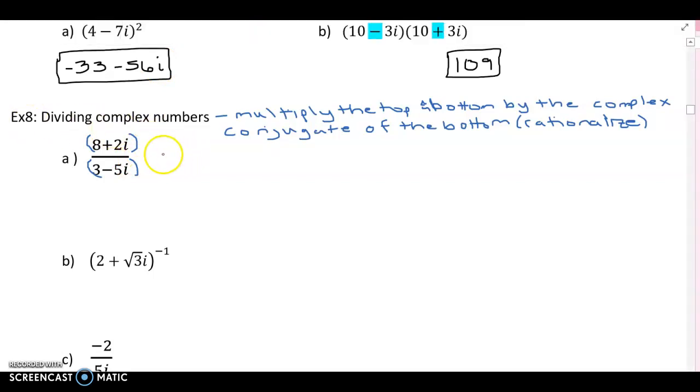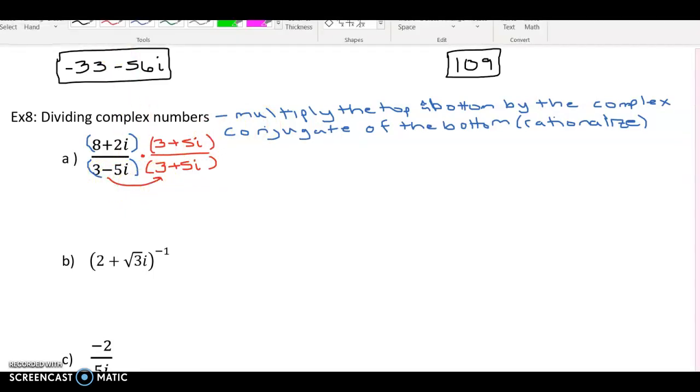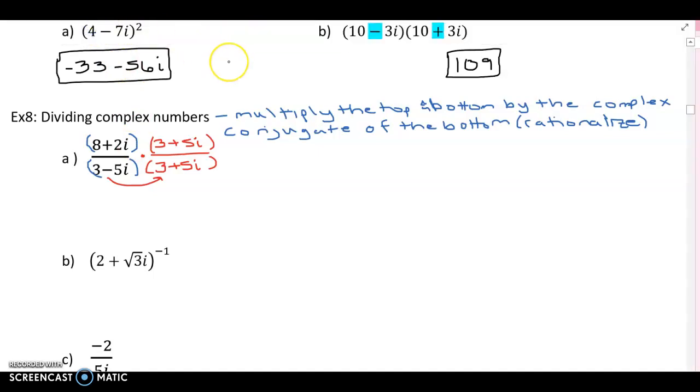Okay, so we're going to multiply, and it's all about the denominator. We're going to multiply the top and the bottom by the conjugate of the denominator. So instead of 3 minus 5i, we're going to do 3 plus 5i. It's about the conjugate of the denominator. Then we're going to clean up the numerator, and we'll clean up the denominator, and we should get down to an answer that might still be a fraction, but there won't be any more square roots on the denominator.